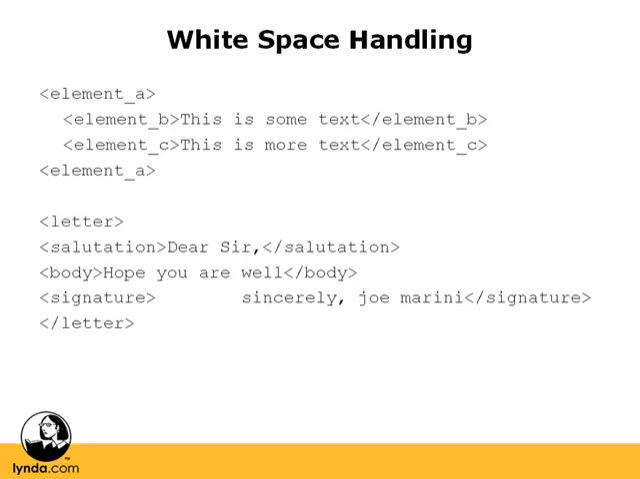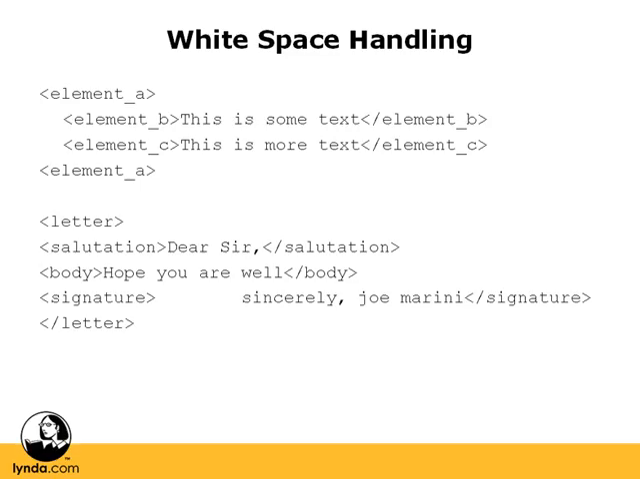To make this a little bit more clear, let's take a look at an example. In the top part of the example, there's element A, element B, and element C. You can see that elements B and C have been indented underneath element A to make them more readable, which means that after the opening tag for element A, there's a carriage return, and then there's a tab in front of both elements B and C. And then there's another carriage return at the end of element C right before the closing of element A. So this whitespace is there just to make things more readable.